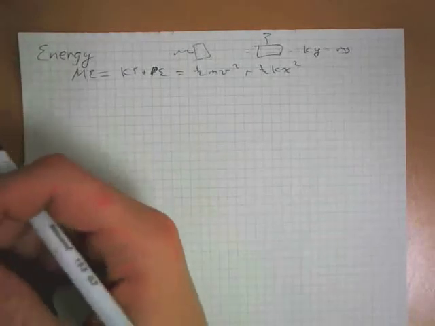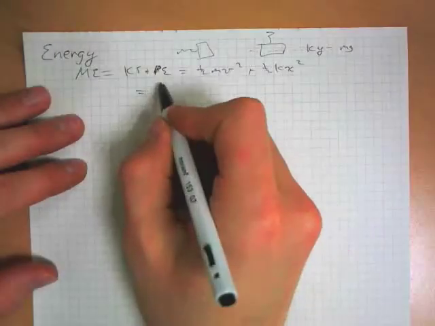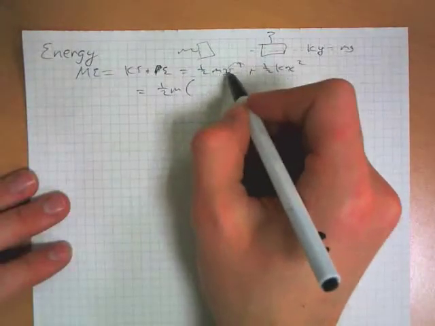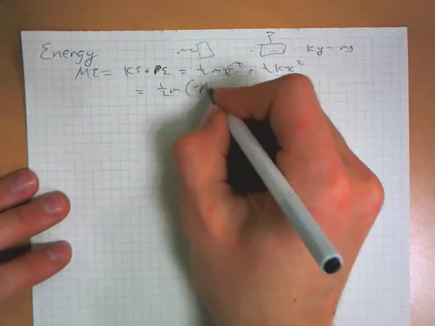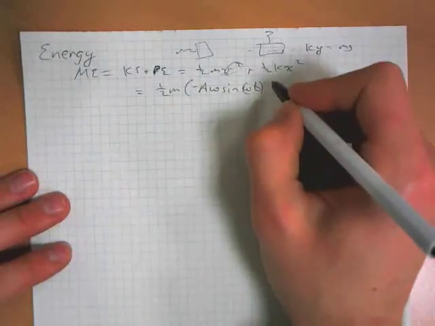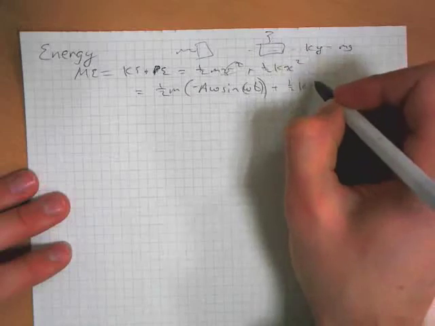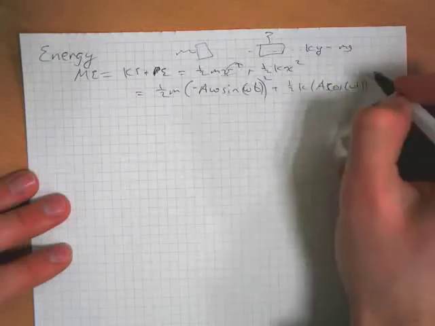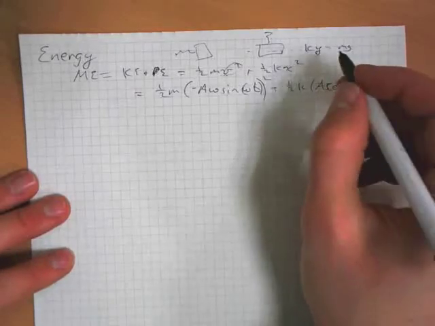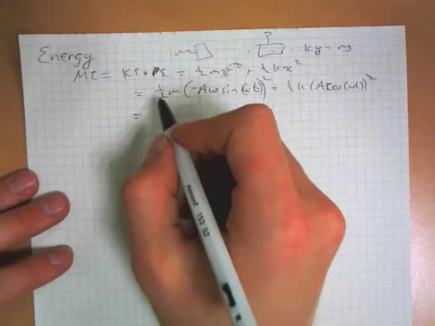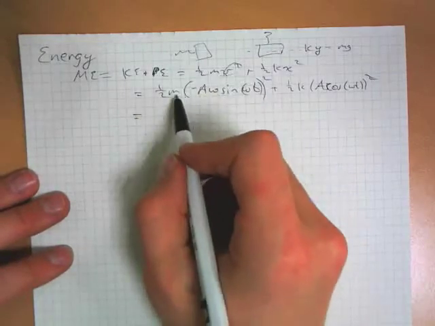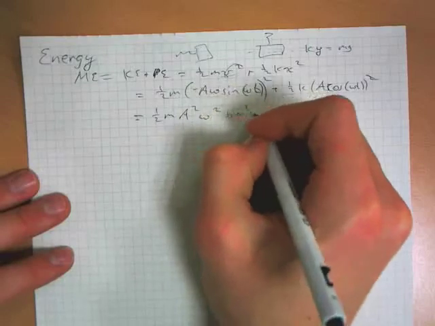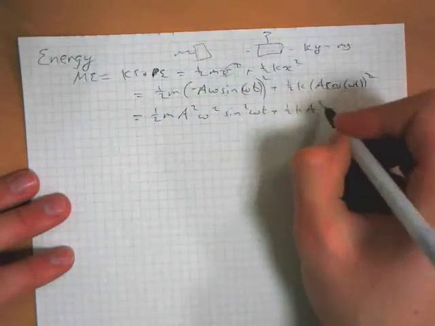Okay. If we plug in our values from our simple harmonic motion, our velocity is minus A omega sine omega t, and our position is A cosine omega t. So let's see what we've got here. Let me just distribute that squared. We have 1/2 m A squared omega squared sine squared omega t plus 1/2 k A squared cosine squared omega t.